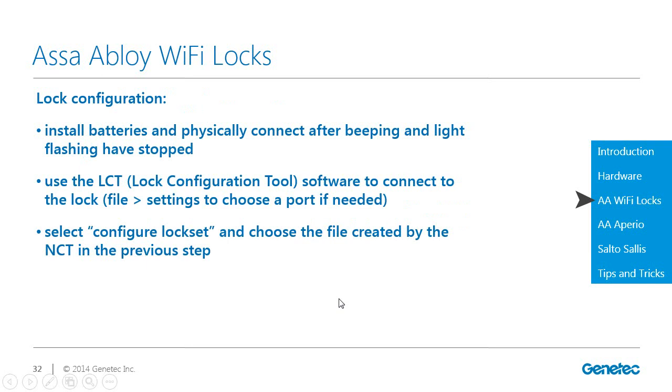Once you have the configuration file created, install the batteries on the unit. The unit should beep, and then the lights will flash for a little bit, but once they've stopped, you can physically connect the unit to a workstation or other PC for programming. From here we use the LCT or Lock Configuration Tool software to connect to the lock. You may have to go to the settings from the file menu and set the port before connecting. From there we select the Configure Lock Set option and choose the configuration file that we created with the NCT previously.